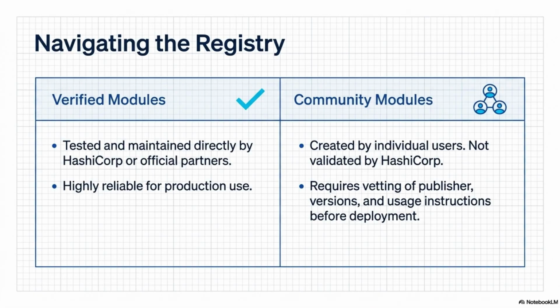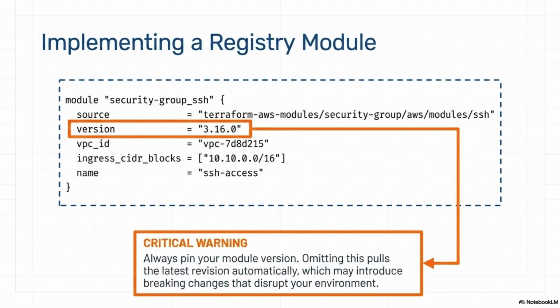Navigating the registry. Not all registry modules are equal. Verified modules carry a blue checkmark, tested and maintained by HashiCorp, or official technology partners. They follow best practices, they're regularly updated, and they're highly reliable for production use. Community modules are created by individual developers, not validated by HashiCorp, which doesn't mean they're bad. Many are excellent, but you need to do your homework. Check the publisher, review the version history, read the documentation, and understand exactly what the module provisions before it touches your infrastructure. Treat community modules like code reviews. Trust but verify.